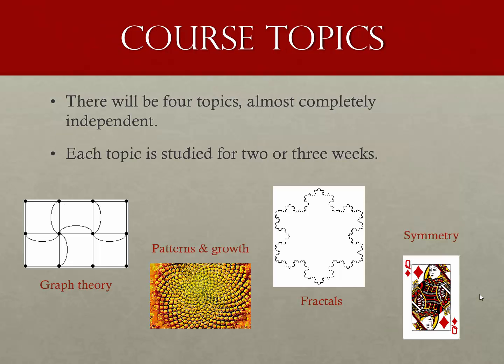Now, here are the 4 main topics you will study in the course, in order. First, graph theory, then patterns and growth, which could also be called recursion. After that, we'll study geometric objects called fractals. The 4th unit is about symmetry. It's not shown here, but the last week of the course is a synthesis and review.